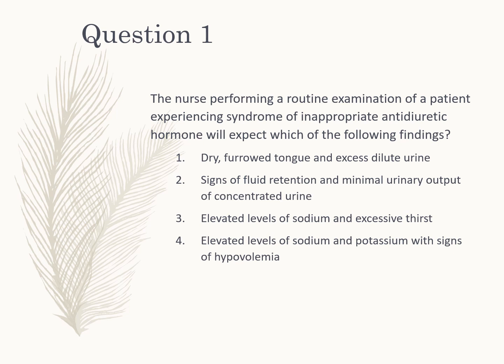The nurse performing a routine examination of a patient experiencing syndrome of inappropriate antidiuretic hormone will expect which of the following findings? 1. Dry, furrowed tongue and excess dilute urine. 2. Signs of fluid retention and minimal urinary output of concentrated urine. 3. Elevated levels of sodium and excessive thirst. Or 4. Elevated levels of sodium and potassium with signs of hypovolemia.